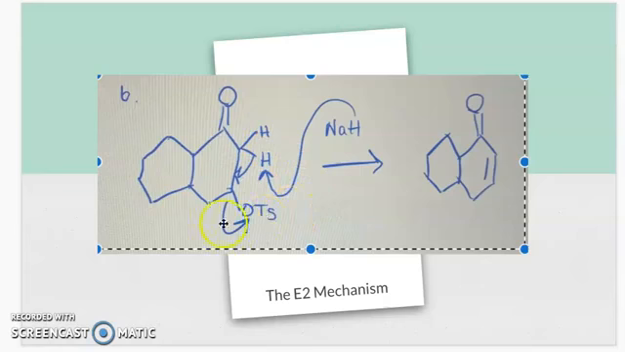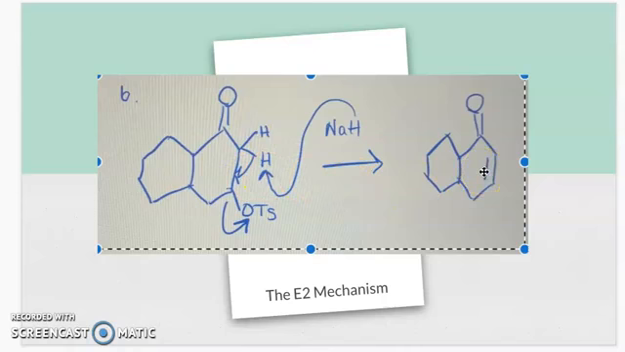Now on this third slide, I've drawn out the mechanism here. So this means that the base, the sodium hydride here, will extract the beta proton, and the beta proton is located at a carbon that is one carbon away from the leaving group. Once this is done, these electrons in this carbon-hydrogen bond will come down here to form a carbon-carbon double bond, which is later seen here in the product.